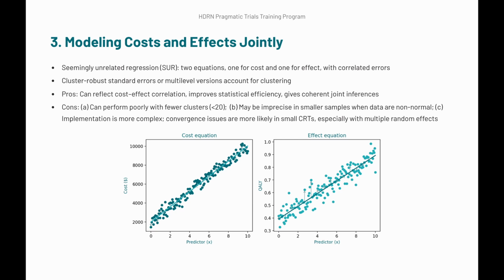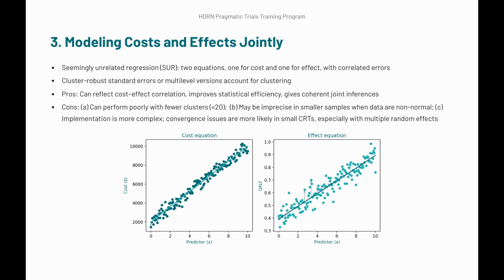Sometimes we want to model costs and effects together, not in two unrelated models. On this slide, seemingly unrelated regression is shown with two panels, the cost equation on the left and the quality-adjusted life years equation on the right. Each panel has its own regression line and its own cloud of points. The arrows help explain the key idea. Each arrow goes from the regression line to an individual point. That vertical distance is the residual, the part of observed cost or quality-adjusted life year not explained by the predictors.